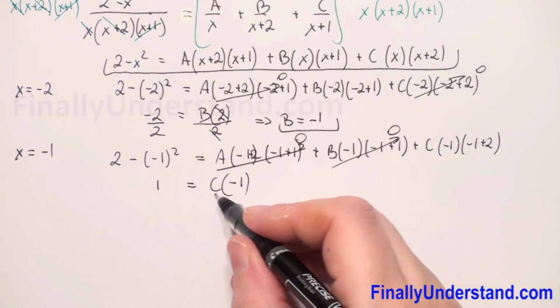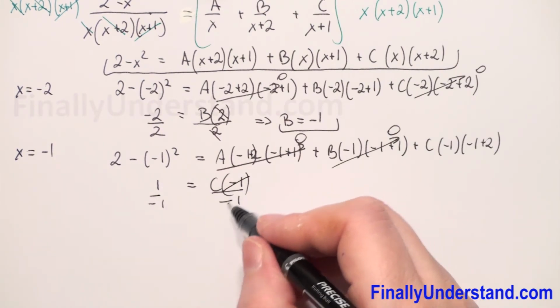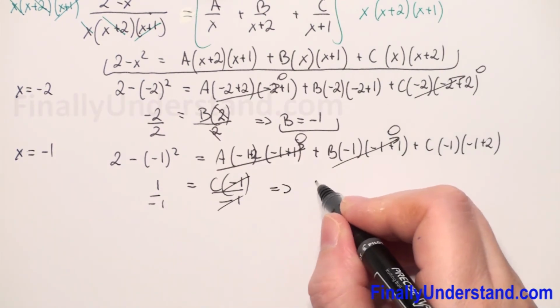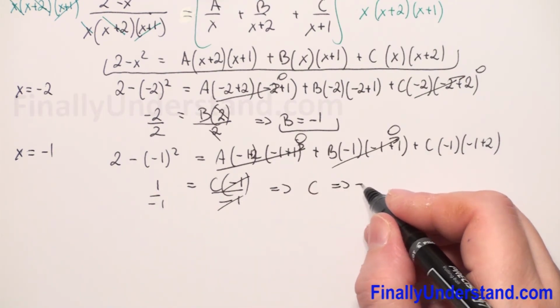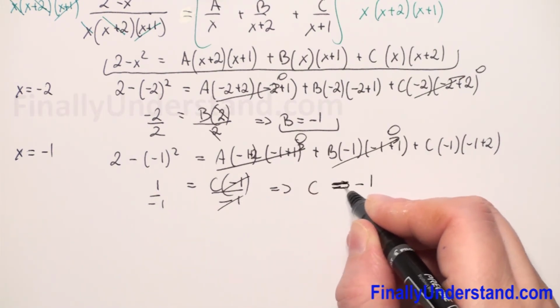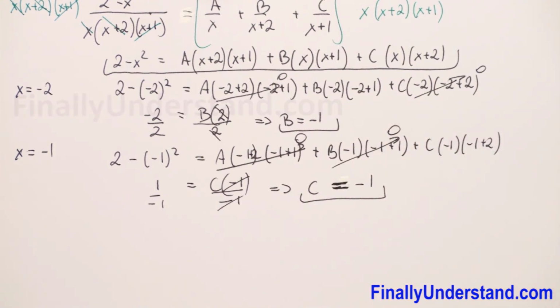So now we will divide both sides by negative 1. Negative 1 with negative 1 we can cancel out, so we have that c is equal to 1 divided by negative 1, which is negative 1. So we have c. So now we need to find only a.